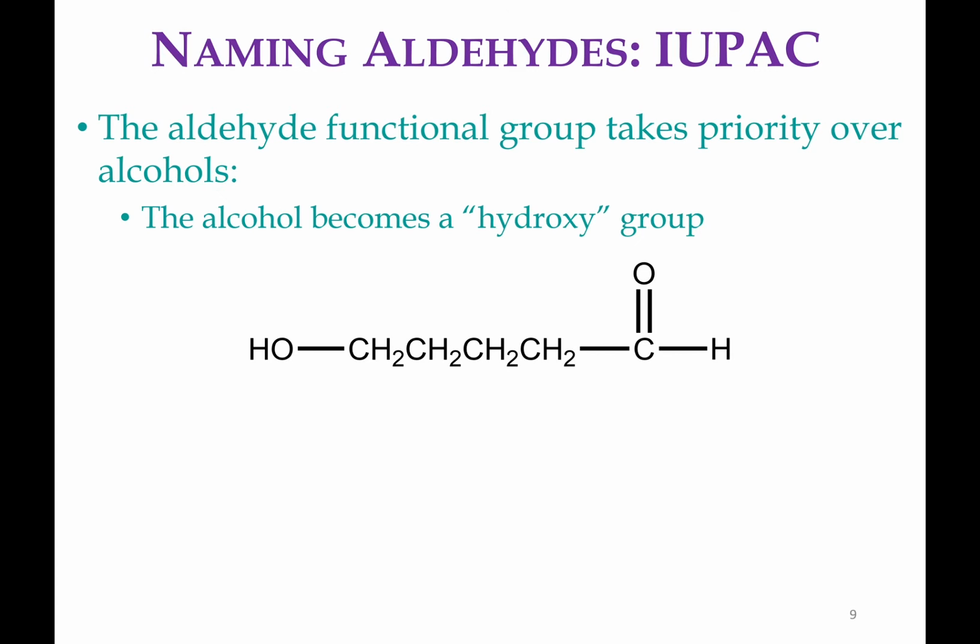So aldehydes are also going to take priority over an alcohol. The alcohol is going to be named a hydroxy group when it's named as a substituent. 1, 2, 3, 4, 5. We have a pentane. Pentane becomes pentanal. And now we need to put the hydroxy group in there, which is at number 5. So 5-hydroxypentanal.